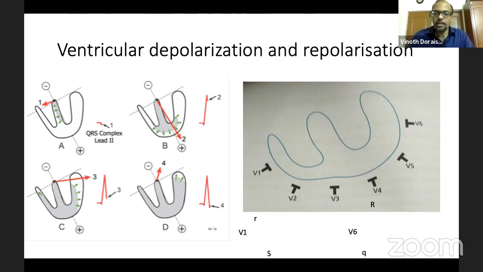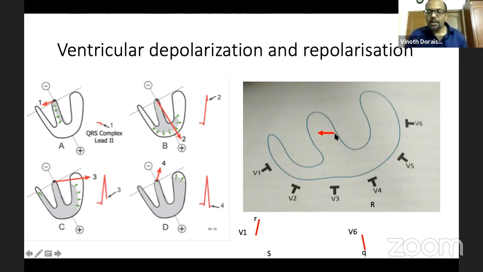For example, now we see in the right sided diagram, you have the left ventricle, right ventricle, and interventricular septum. So you have the leads from V1 to V6. We know that V1, V2 are right ventricular leads, V3, V4 are the anteroseptal leads, and V5, V6 represent the left ventricle. The first depolarization is the septal depolarization, which goes from the left to the right side.